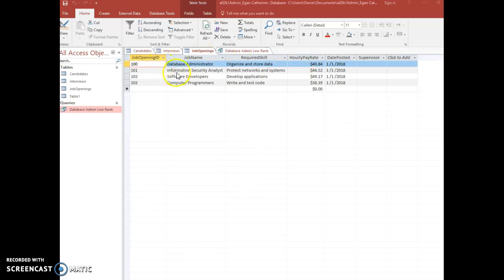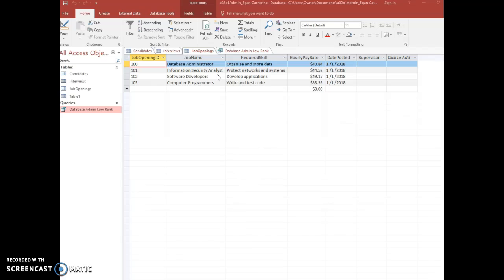The 4 jobs that I picked was a database administrator, and their required skills are to organize and store data. They make $40.84. That's the average hourly rate.